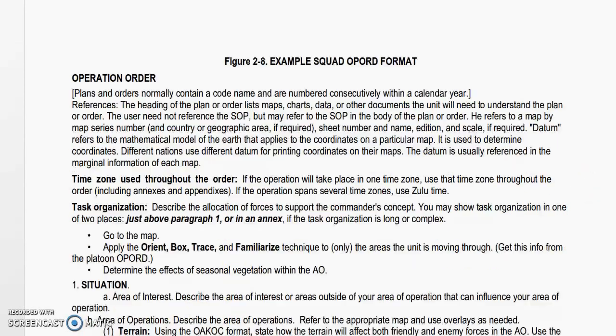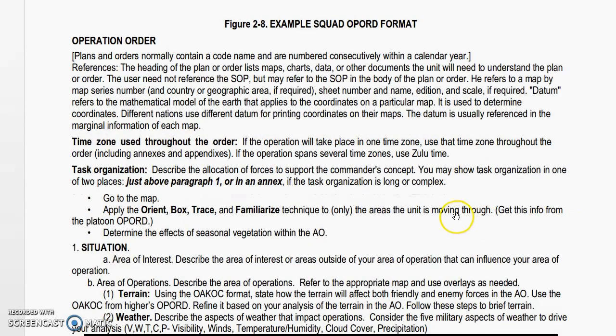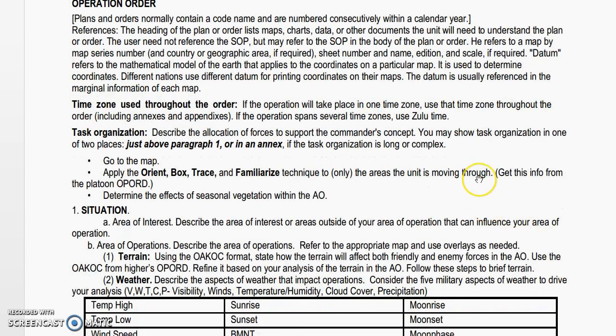So starting out from the top, you're going to include the time zone. In most cases, you can just do local time. Task organization, you can put it here before the situation paragraph or later on in an annex. So if you put it here, it's essentially going to be very similar each time. You're going to put the task organization if you know higher's task organization, or just focus on your platoon. Now there's going to be a few prompts, and we're going to try to add in a few more so that way you get some more guidance on when to go to your map or your TMK.